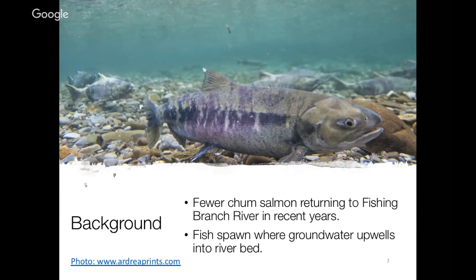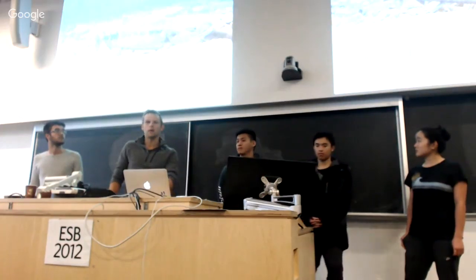So just some background for this problem. This is a river where chum salmon do spawn. However, there's been a lot less salmon that have come back to spawn in recent years. Something that's important is that it's an important subsistence fishery for a local First Nation. And something that's interesting is that it's well documented that chum salmon spawn in areas where groundwater upwells.